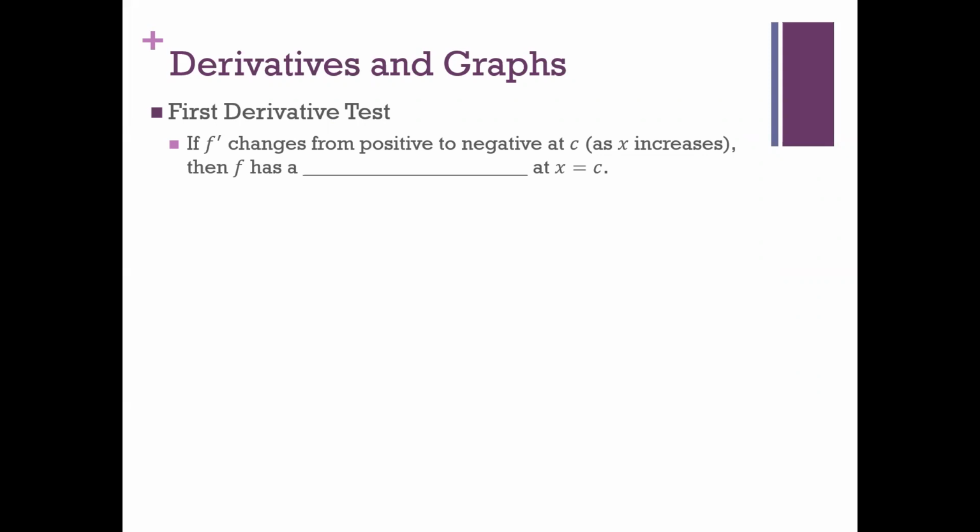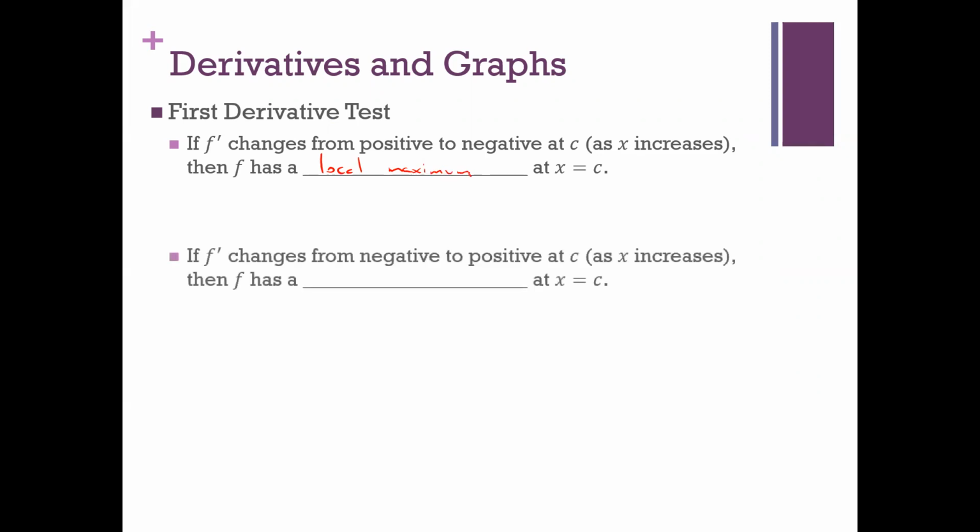So derivative is positive, so yeah, the function's increasing, right? And then gets to a certain point, and at that point, everywhere after that point, the function decreases. So yes, that is a local maximum. If I have the exact opposite behavior, that's a what?